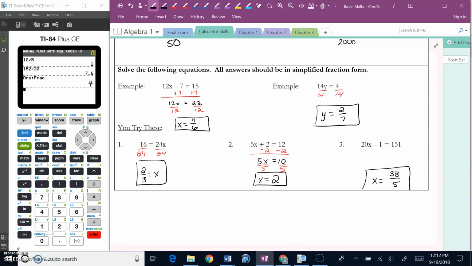And there you have it. There is our quick review and or introduction into the basic fraction skills with our graphing calculator.